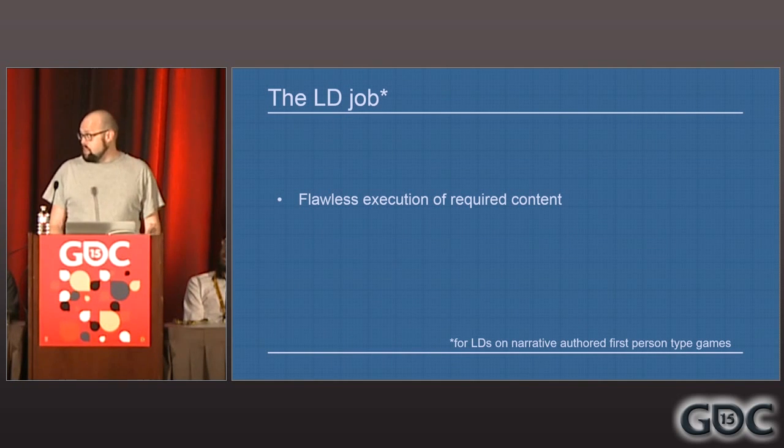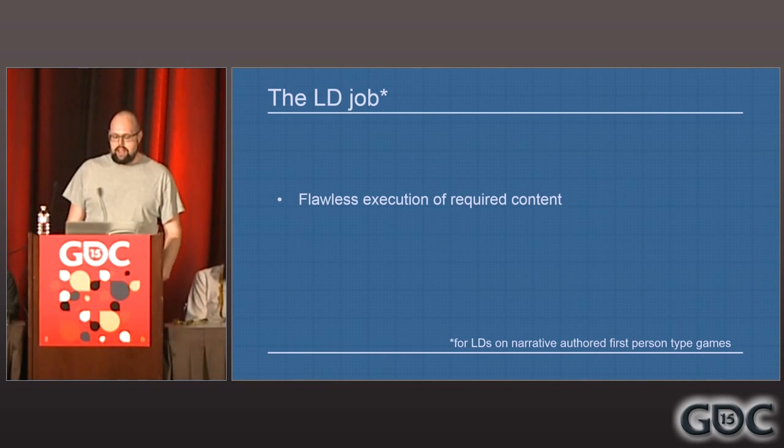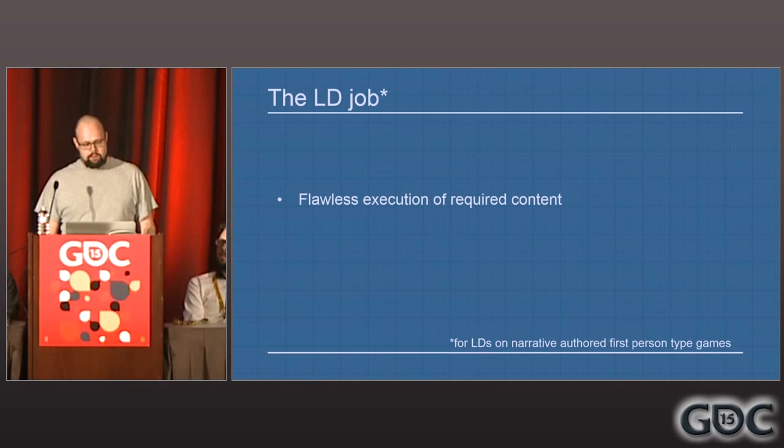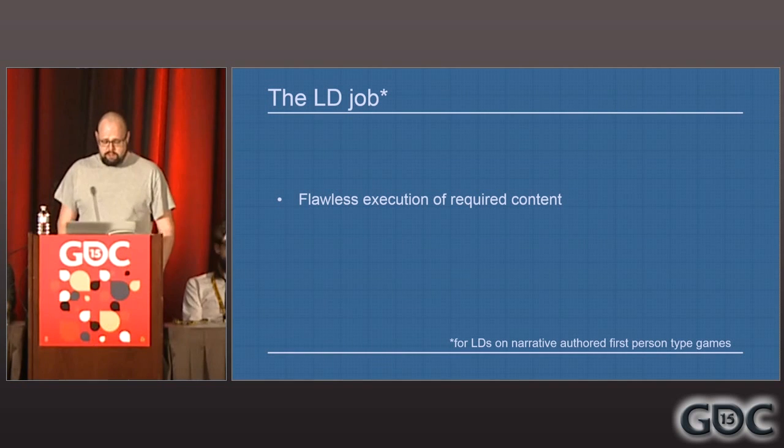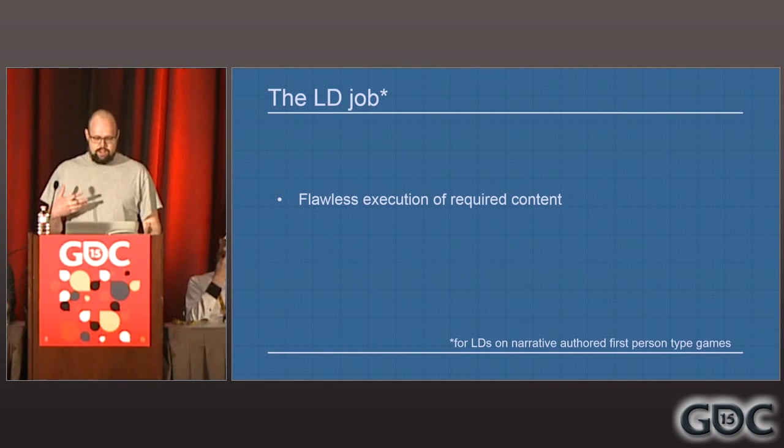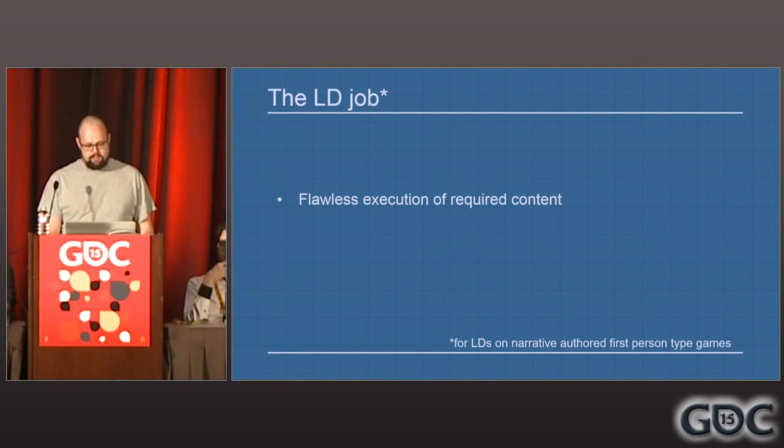In looking at what that job is, I was thinking about what I looked for when I was hiring people when I was working at Irrational. There were really two main qualities that I was looking for. One was the ability to flawlessly execute required content. What that means is basically you're given a script by creative direction, and it's your job to just make that happen in the world in a way that feels great from the first time through it. And also that you can build in a way that is functional and robust and won't fall apart the moment somebody misbehaves.